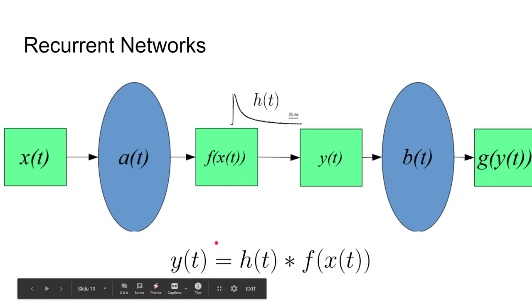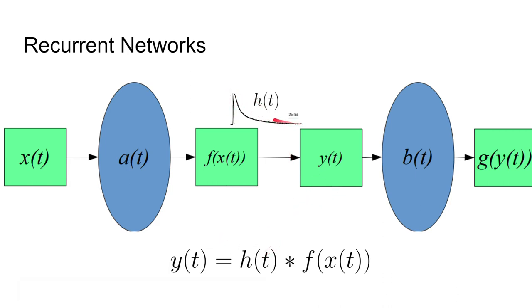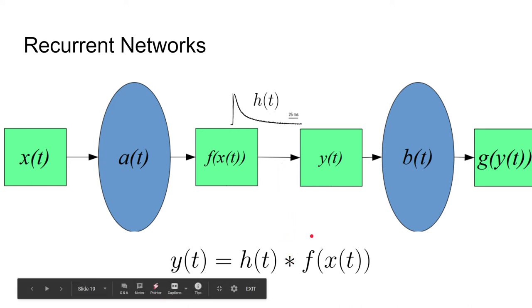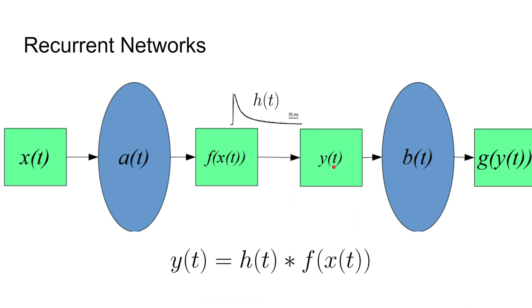Mathematically, that can be written as y of t. So h of t is whatever the shape is of our postsynaptic current that we're using, which depends on our synapse model. And this star is the convolution operation. So we convolve this with that, and that'll give us y of t. That's just the math way of saying what I've been saying. So what happens when we add in a recurrent connection?